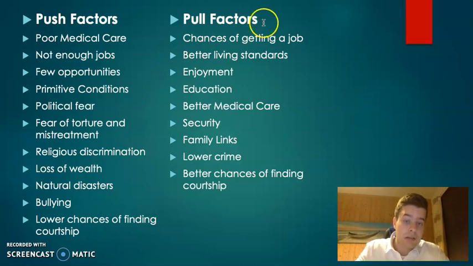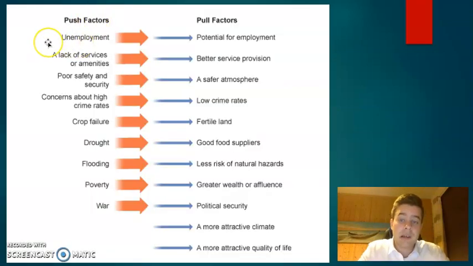The pull factors could be maybe the chance of getting a better job. You want a better life, better living standards. You want more enjoyment. You want better medical care, better security for you and your kids. Maybe you're looking for a husband or a wife, and there are better chances of finding courtship in another country than your own. Some push factors could be unemployment, poor safety, high crime rates, crop failure, drought, flooding, poverty, and even war. And some pull factors could be potential for employment, a safer atmosphere in a country, lower crime rates, fertile land. Basically, they want a better country to live in.